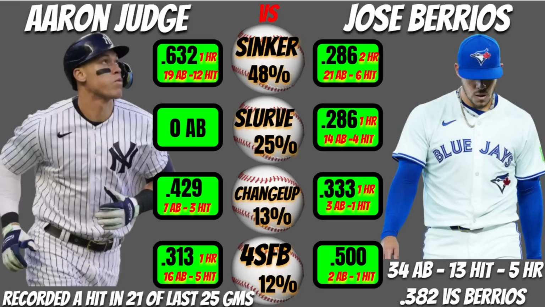He's given a home run up on that. And then his four-seam fastball, a .500 batting average on just 2 at-bats and 1 hit. There's a large sample size of history between these two right here, okay? Aaron Judge has seen Barrios 34 times, 13 hits, 5 home runs, a .382 batting average.